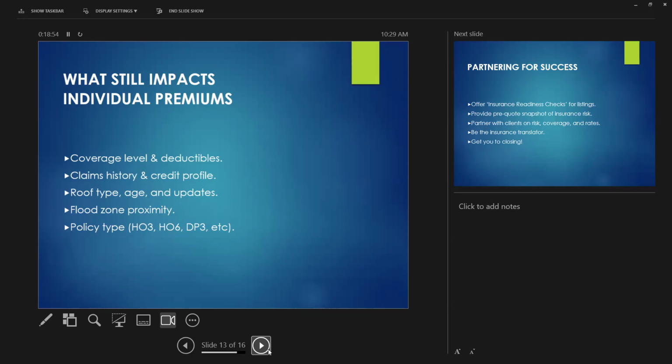Flood zones, obviously, huge conversation all the time with the new mapping. My community's in, my community's out. The seller has a policy. They don't have a policy. Those are all important things. And then policy types, obviously a little insurance speak, but single family to condos to a rental exposure to more comprehensive policies, just trying to figure out what's the right fit for each individual.